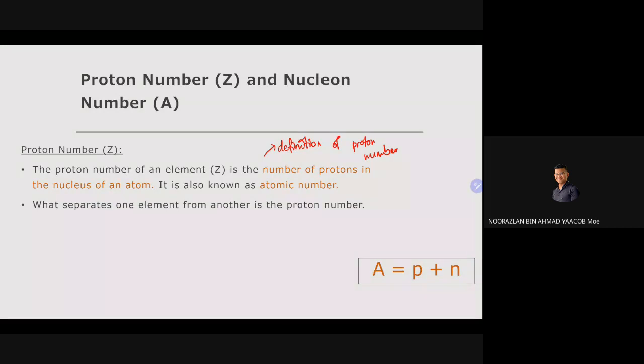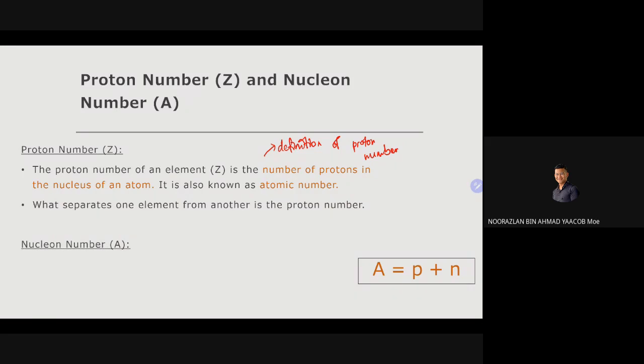What separates one element from another is the proton number. Apa yang menyebabkan sesuatu elemen itu dipanggil elemen yang lain adalah bilangan proton dia. Therefore, for example, as we know, hydrogen has one proton. If we add another proton, then it becomes helium. If we add another one, it becomes lithium. Okay, so that's what separates one element from another. It is the proton number. That's why they call it also atomic number, because it determines what type of atom it is.